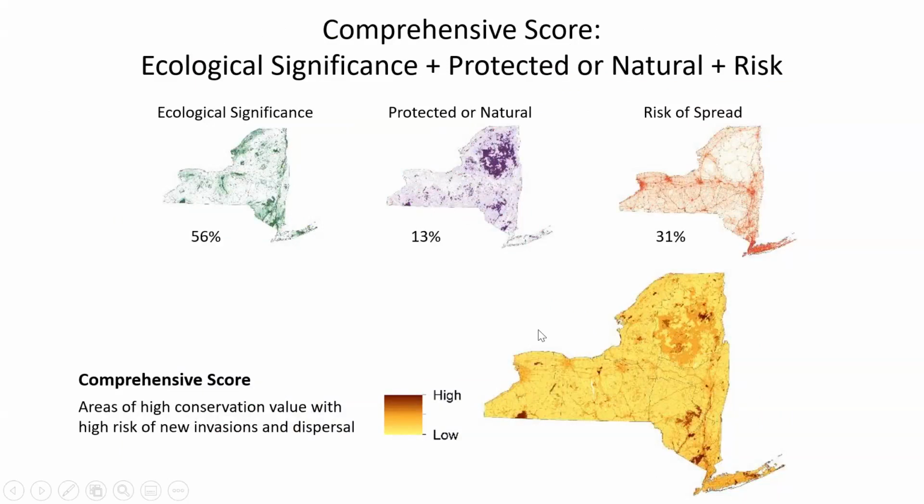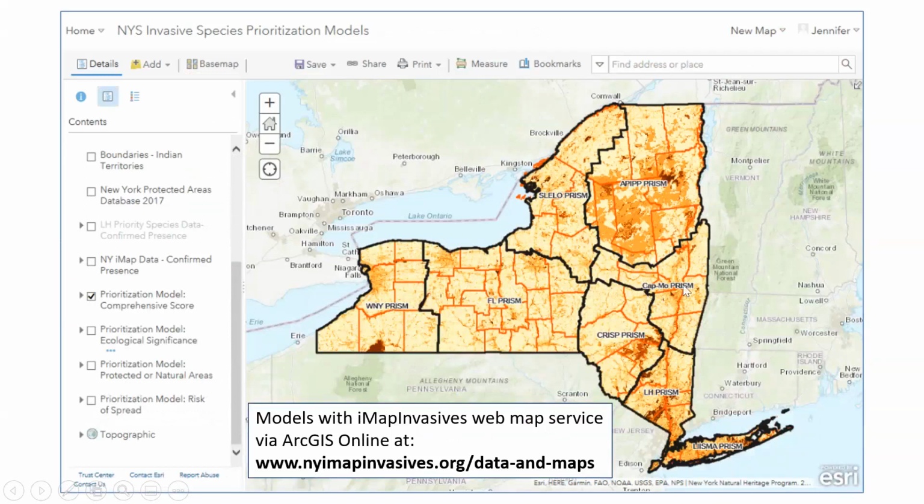So with the input from our advisory group, we compiled these different components and then created a comprehensive score map where these red hotspots indicate areas that have both high conservation value and high risk of new invasions and dispersal. And this is actually available online through an ArcGIS map using the web map service for the iMap data, like Mitch was talking about.